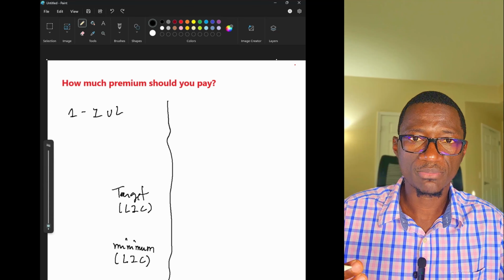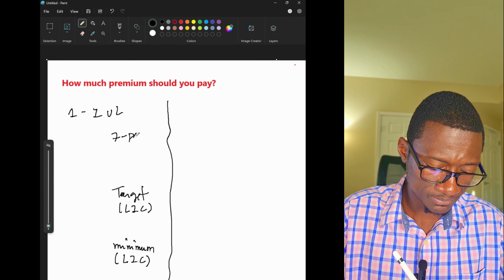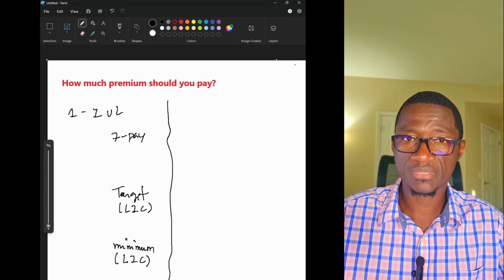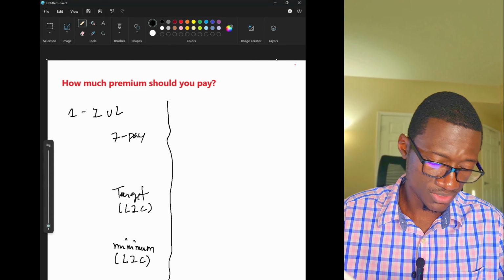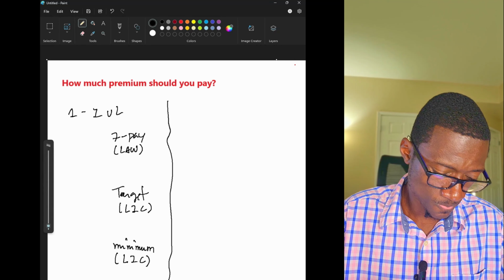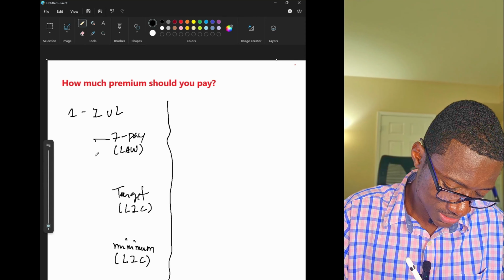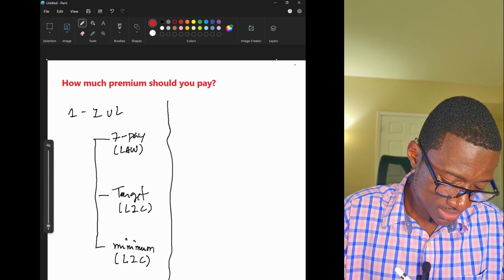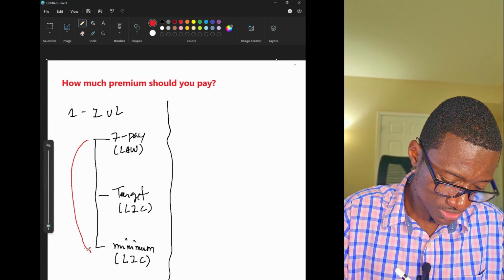The third type of premium is called the 7-pay. It basically represents how much money you can put in a policy on a yearly basis for the first 7 years. And this one is defined by the law here in the United States. So you have these 3 types of premiums. And you can basically pay anything in between here.